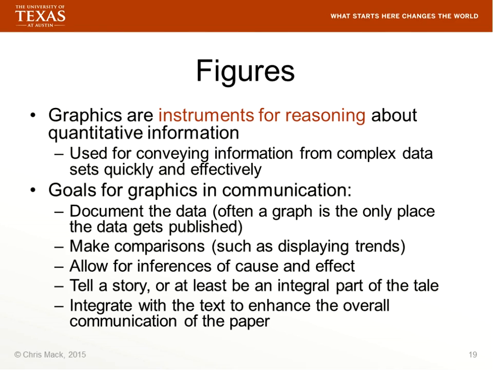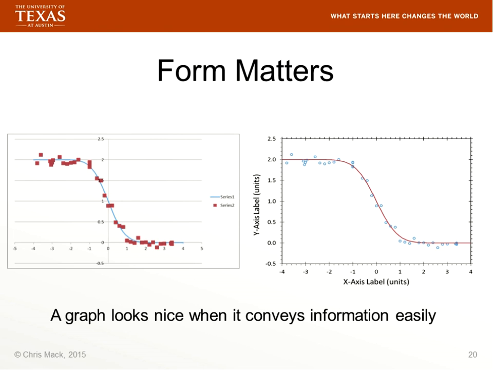Often, the figure is the only place in your paper where you document the data. The only place where the actual data is shown is in a figure. So getting the figure right is important. It also needs to integrate with the text in order to tell a story and enhance the overall communication in your paper. The form matters in a figure. Getting a figure to look right is important for how well it conveys information. I'm not going to go through the details of why the figure on the right does a better job of communicating information compared to the figure on the left.